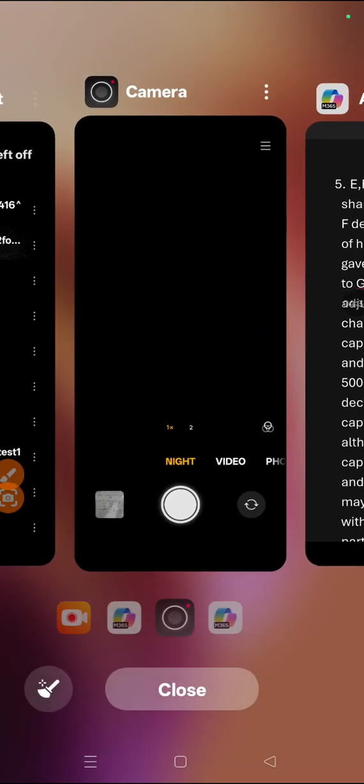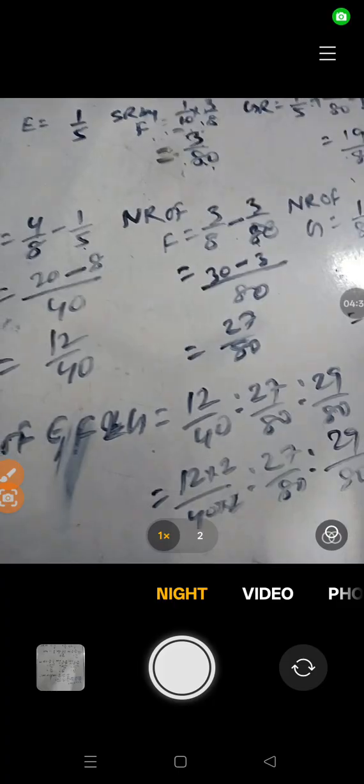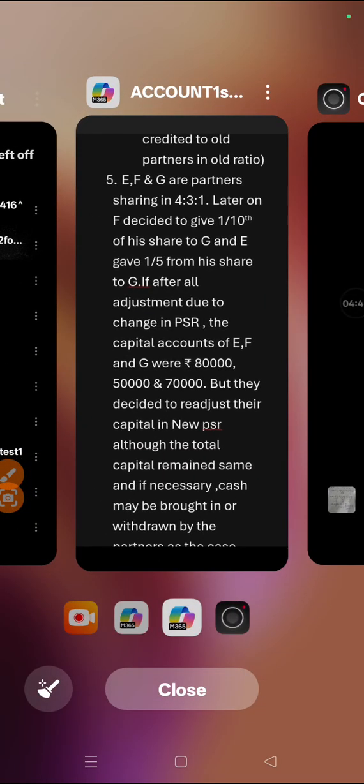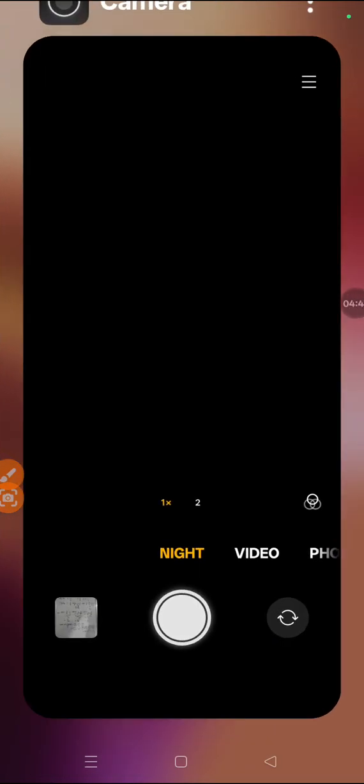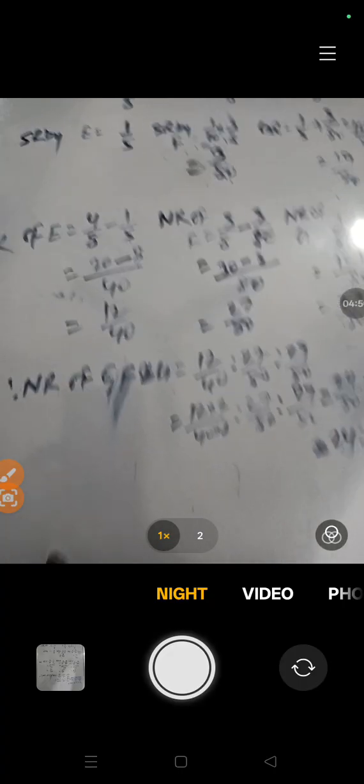What is it saying? It is saying what their earlier capital was, so let us look once again. The old capital was 80,000, 50,000, and 70,000. Okay, so come here. Let us see it carefully.